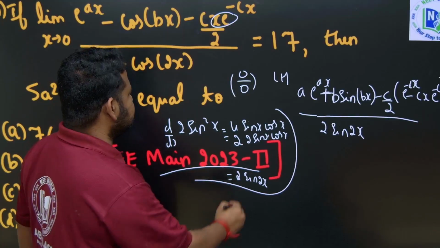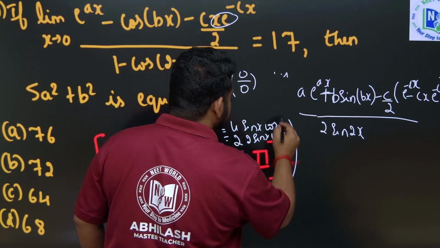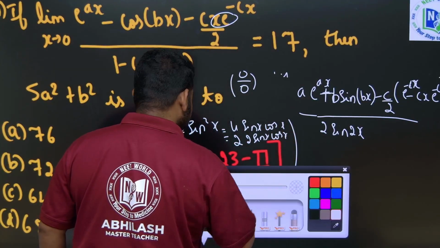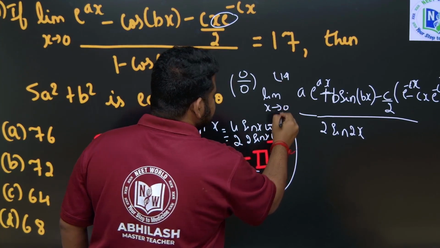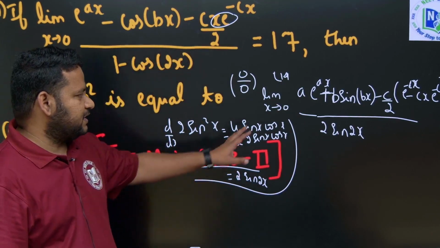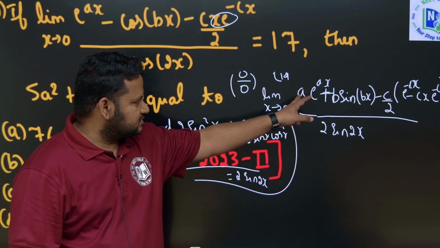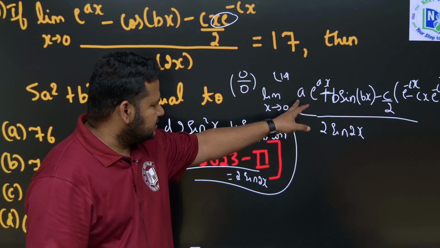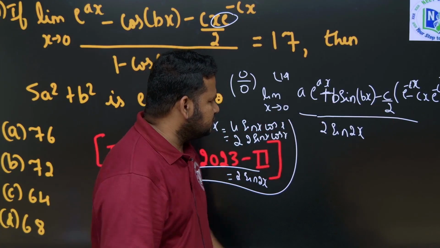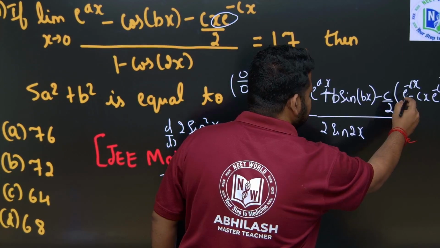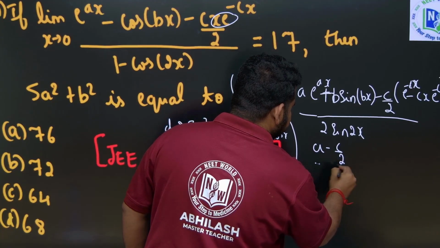Now if I apply the LH rule, this is limit as x tends to 0. If I apply 0 here, e power 0 is 1, this is a, plus b into sin 0 is 0, minus c by 2. So this will be a minus c by 2 divided by 0.